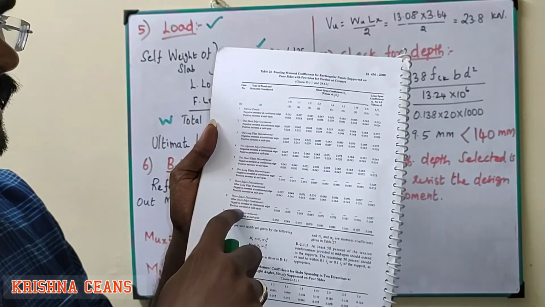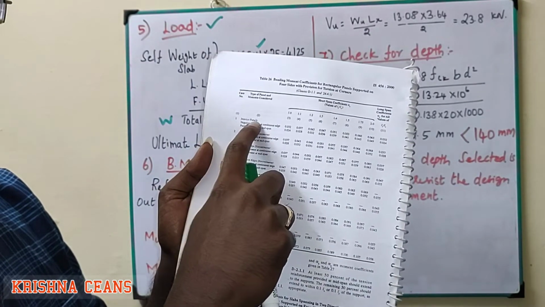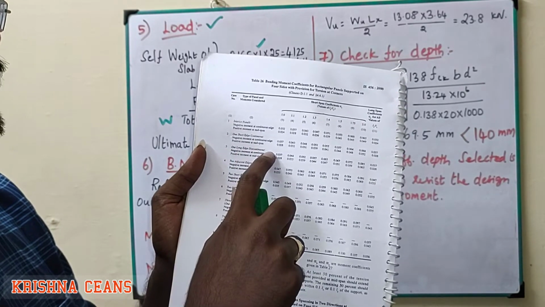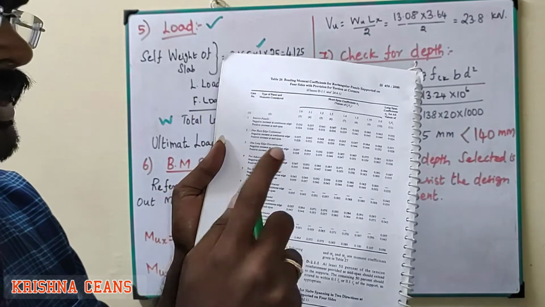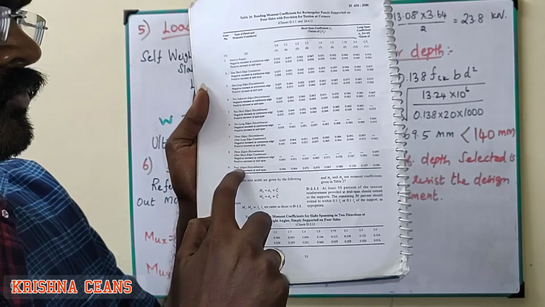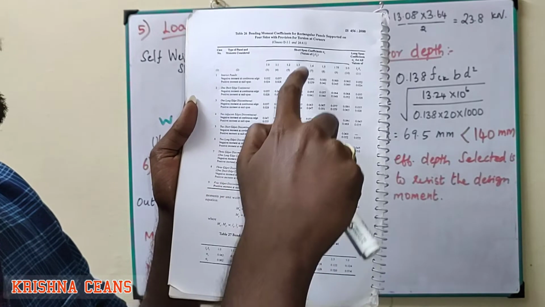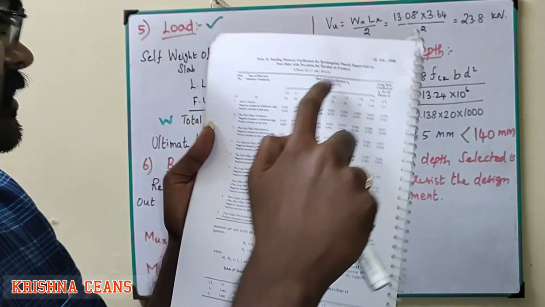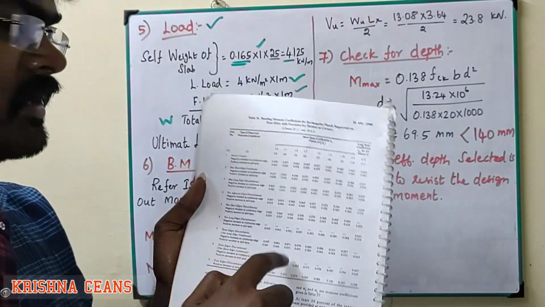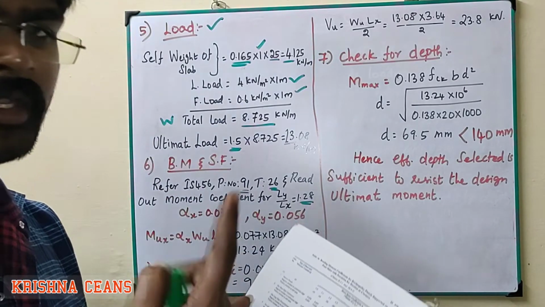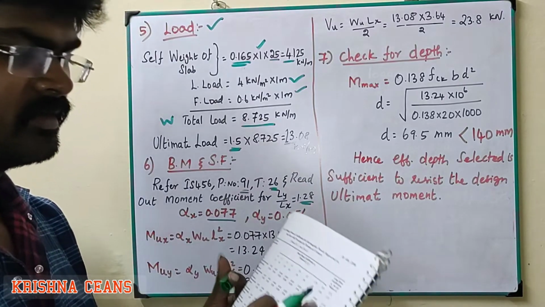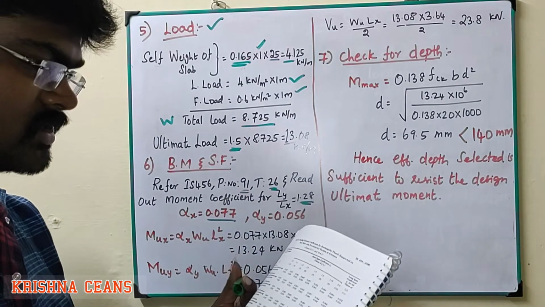In this table we have 9 conditions. First one, interior panels. Number 2, one short edge continuous. Number 3, one long edge discontinuous. Then 2 adjacent edges discontinuous. But in our question they provided 4 edges discontinuous, so it is the ninth one. From Ly by Lx, the exact value is not provided in the table, so we need to interpolate. Then we find alpha x equal to 0.077, whereas the alpha y value is 0.056.